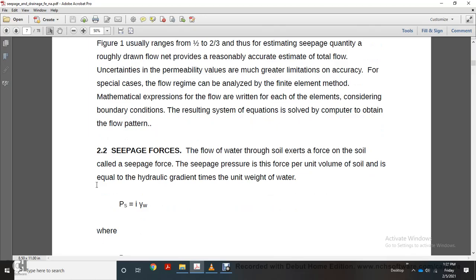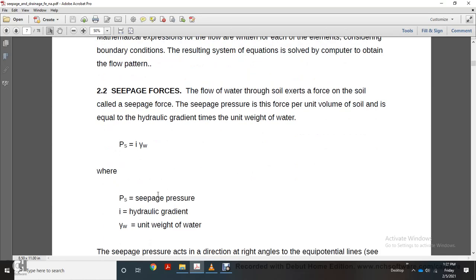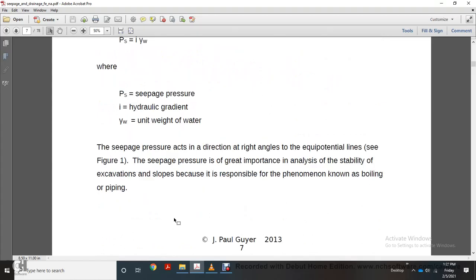Alright, seepage force. The flow of water in soil exerts a force on the soil, called the seepage force. The seepage pressure, the force per unit volume of soil, is equal to the hydraulic gradient times the unit weight of the water. So you have seepage pressure equal to the hydraulic gradient times the unit weight of the water. The seepage pressure acts in the direction at right angles to the equipotential line.